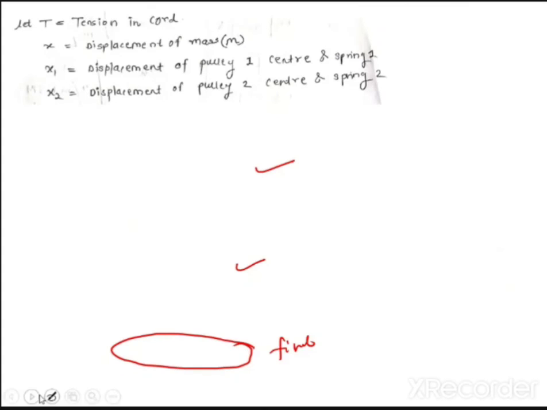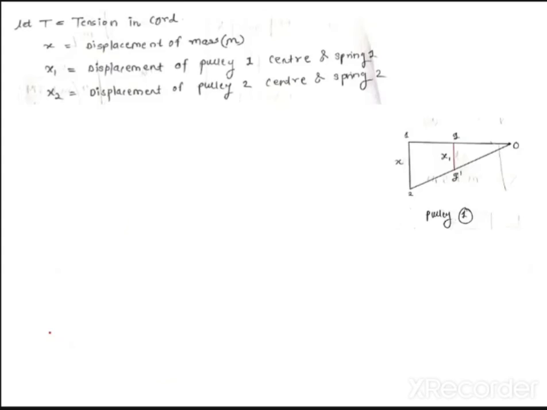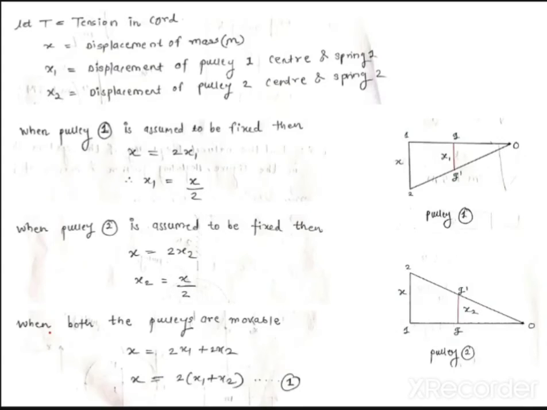If you understood, please message me. You understand this? So when both the pulleys are moving, I am getting x is equal to twice x1 plus twice x2. And how x is equal to 2x1 and x is equal to 2x2 came, you have understood by now. Is it clear, guys? Is there any doubt? Anybody having any doubt in this problem?